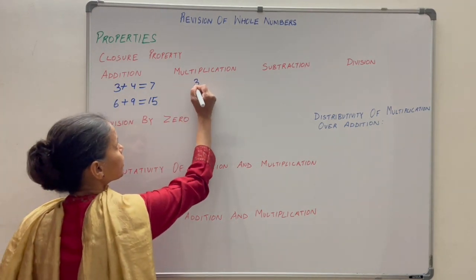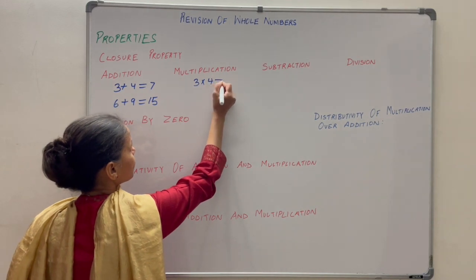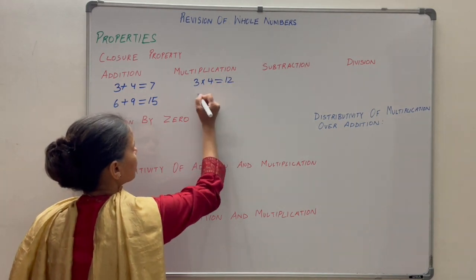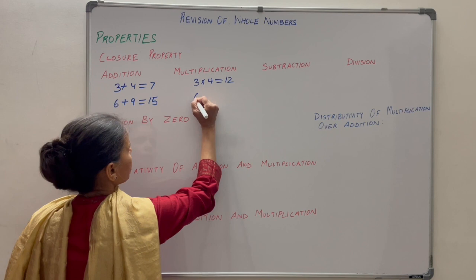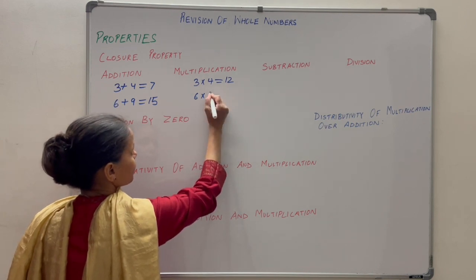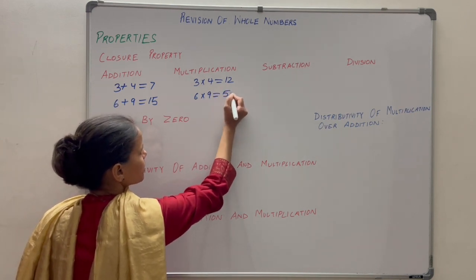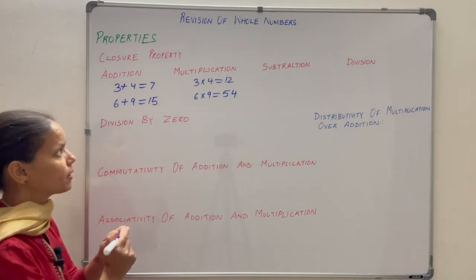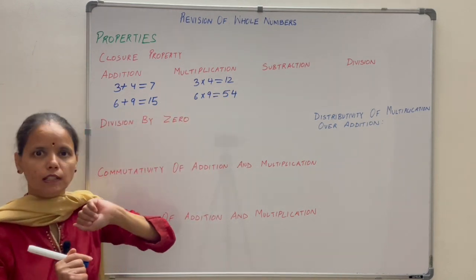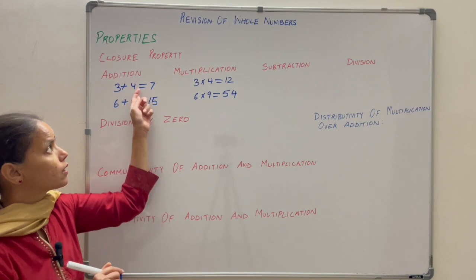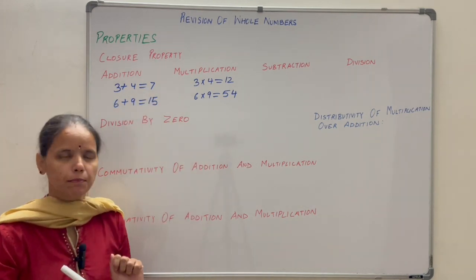Similarly, whenever you multiply two whole numbers, you get a whole number. 3 into 4 is 12, 9 into 6 is 54. So when you are multiplying two whole numbers, you are getting a whole number. So we say whole numbers are closed under multiplication.